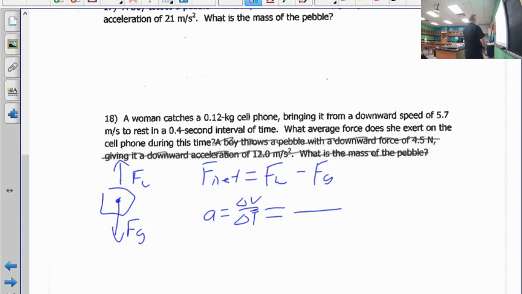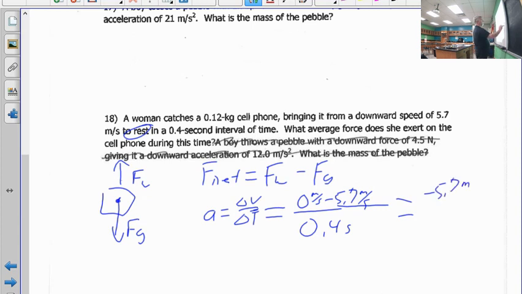Final velocity of our cell phone is 0. It stops. She brought it to rest. What was the initial velocity of our cell phone? It tells us 5.7 meters per second. How long did it take to do that? 0.4 seconds. So we can calculate our acceleration here. Negative 5.7 meters per second over 0.4 seconds.